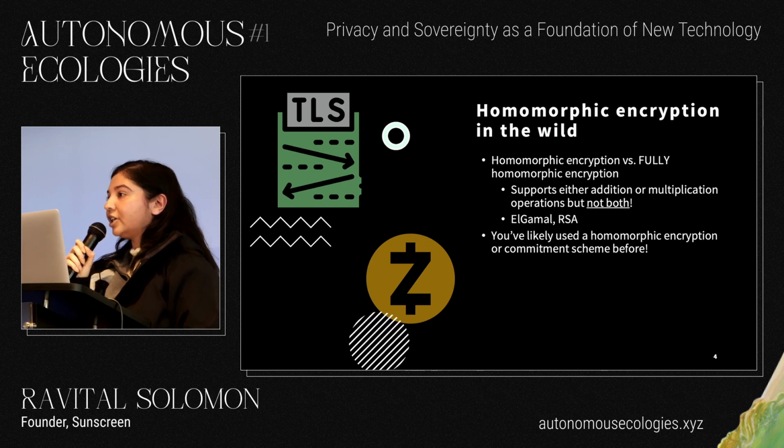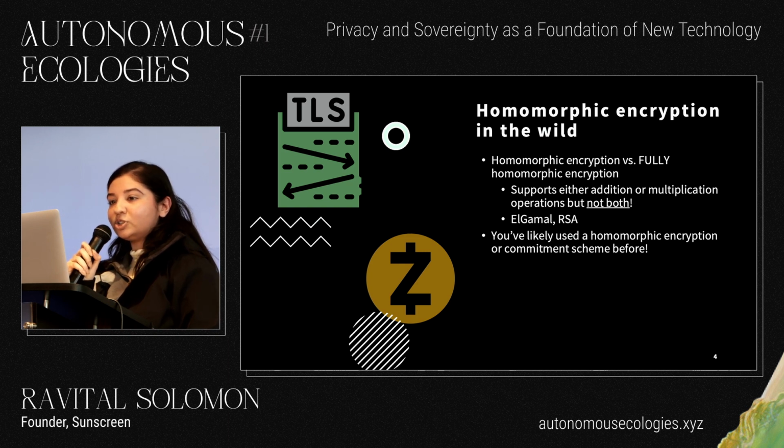So where might you have encountered a homomorphic encryption scheme before? Probably in one of the older versions of TLS that made use of RSA, which is a homomorphic encryption scheme, or potentially with the El-Gamal encryption scheme, which is also a homomorphic encryption scheme.